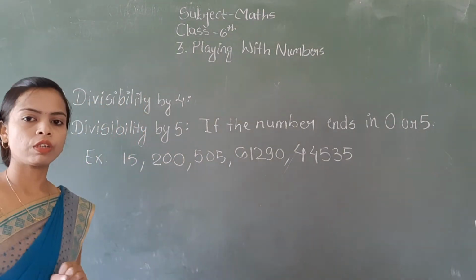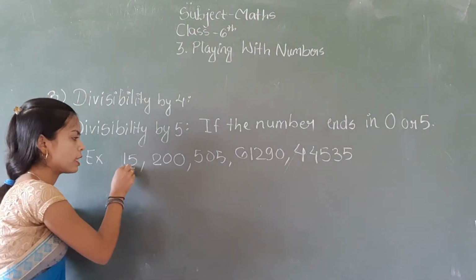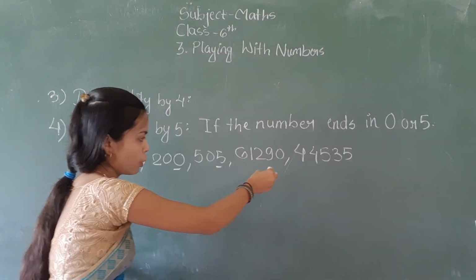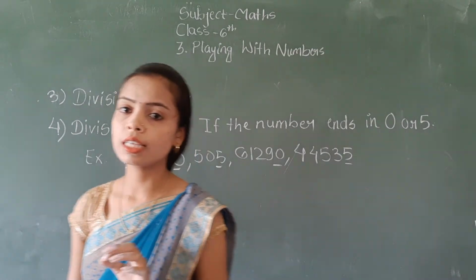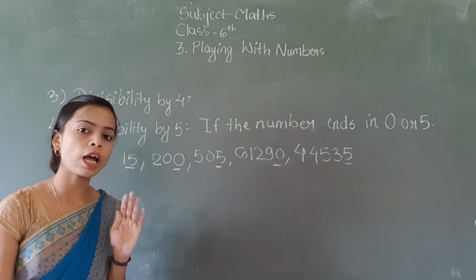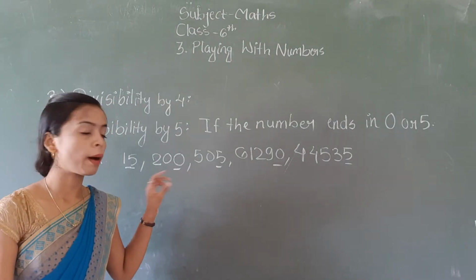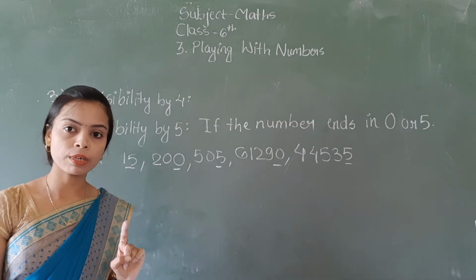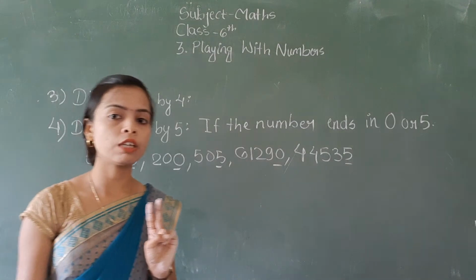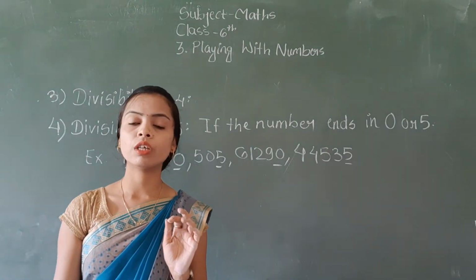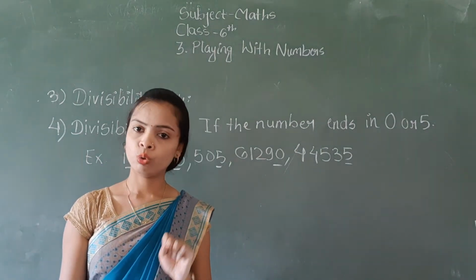Without calculating, we can say that they all are divisible by 5 because in their unit places there is a digit 5 or 0. So if a number has 0 in the unit place, you can say that the number will be divisible by 2 and also divisible by 5. Why? Because in the divisibility by 2 we also say that if in the unit place there is a digit 0, we can say that the number is divisible by 2.